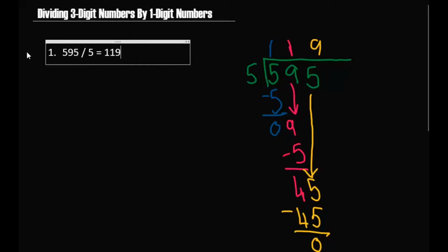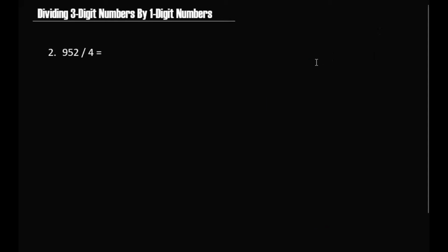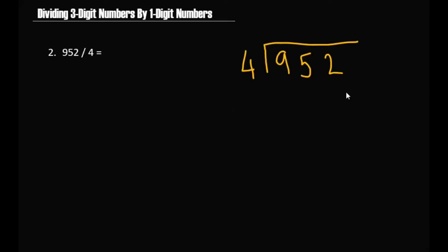Let's go to the next problem. Our second question is 952 divided by 4. So we're just going to write our problem down. Now we're going to see how many times 4 goes into 9. 4 goes into 9 2 times. So we're going to write a 2 up here. 4 times 2 is 8. So we're going to subtract 8 from 9. 9 minus 8 is equal to 1.